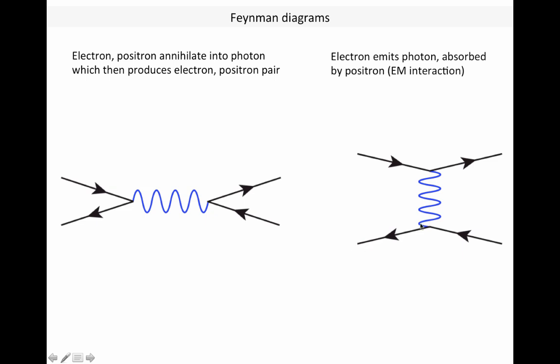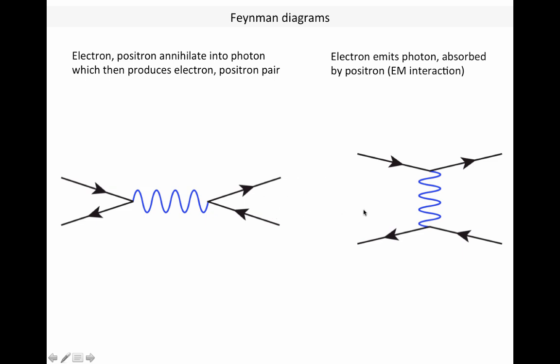You can have your positron and an electron coming in, and the electron emits a photon which gets absorbed by the positron, and the electron and positron continue on their way. In both of these diagrams, you start off with an electron and positron coming in, and you end up with an electron and positron moving away.